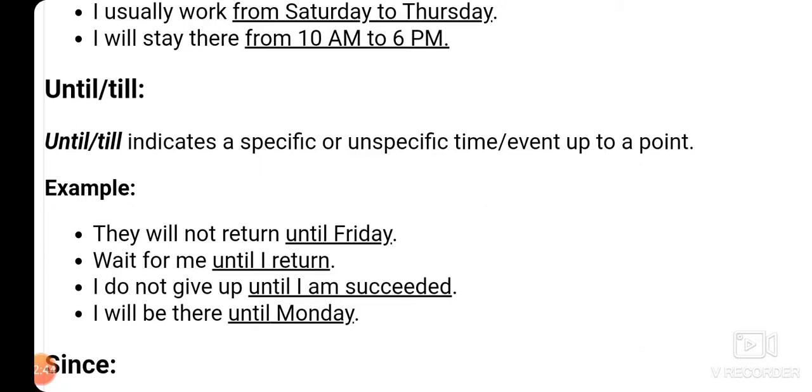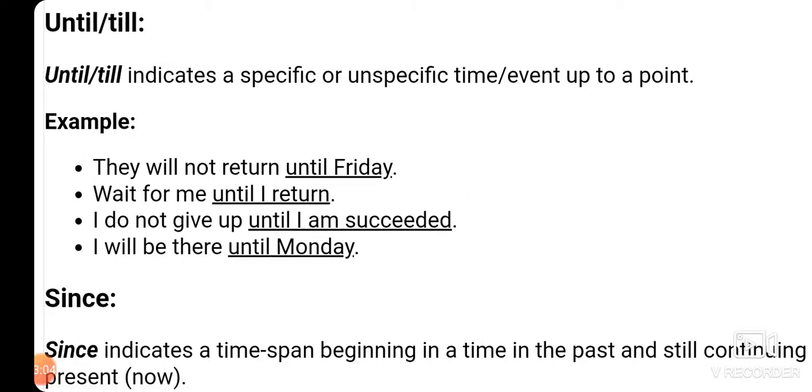Now till and until, they both have the same use. Sometimes we use until, sometimes we use till. There isn't any difference in using these two. They can be used interchangeably. They are used to indicate a specific or unspecific time, event up to a point. So for both specific and unspecific times, we use till and until.